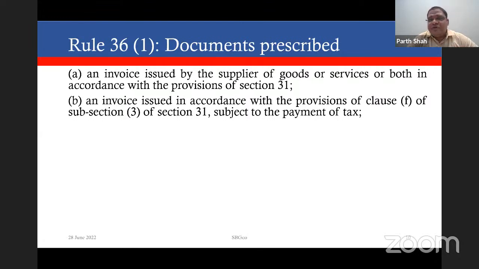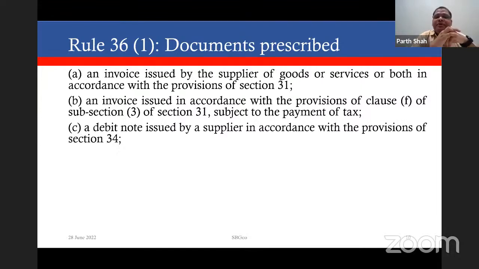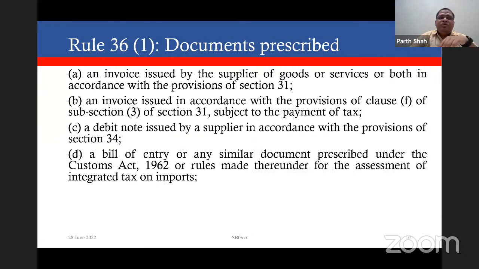Again, please note, for reverse charge, a mere self-invoice document is not sufficient. The same would be subject to payment of tax. Meaning, after preparing the purchase invoice, you also have to make the payment of tax, and only then will your claim of input tax credit be sufficient. Third, a debit note issued by the supplier in accordance with the provisions of Section 34. Fourth, a bill of entry or any similar document prescribed under the Customs Act or rules made thereunder for the assessment of integrated tax on imports.